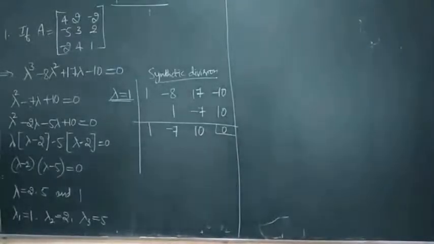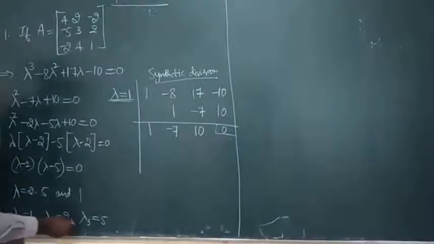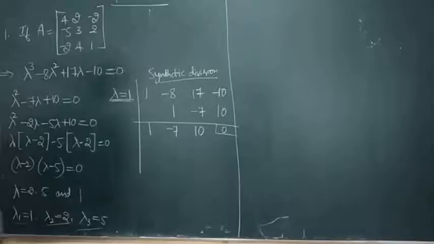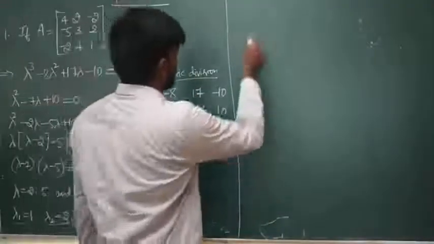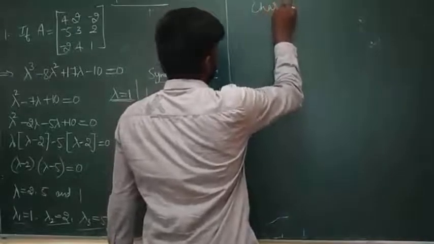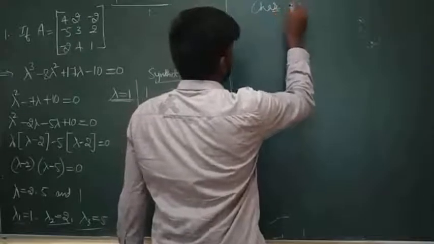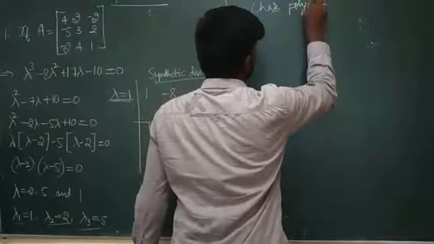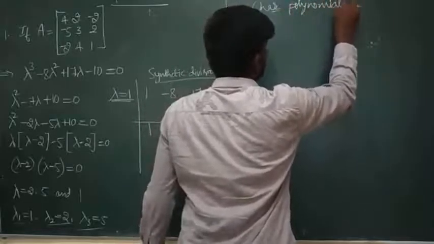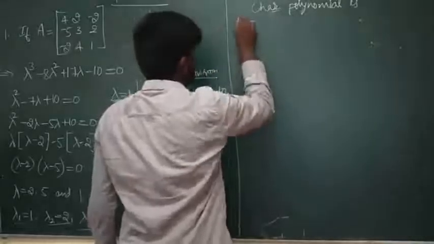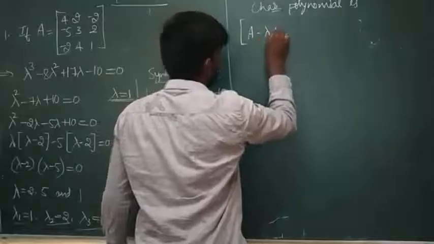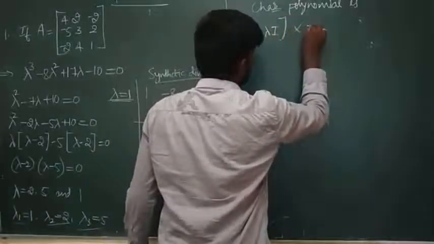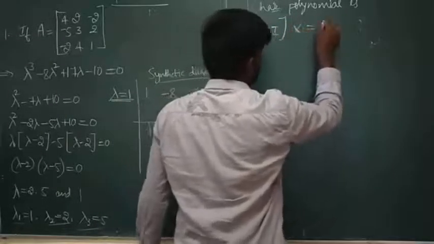In the next step, we have to find the eigenvector corresponding to these eigenvalues one by one. For finding the eigenvector, we use the characteristic polynomial. The characteristic polynomial is (A minus lambda I) into x, where x is the eigenvector, which is equal to 0.